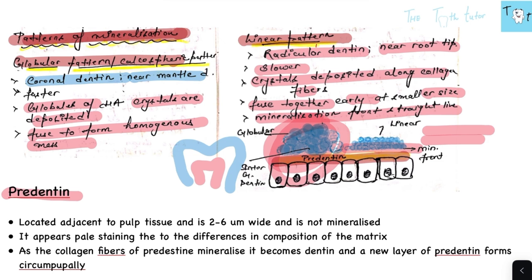So predentin, I think by now you already know, is located adjacent to the pulp tissue. This will be located anywhere that is the last part of the odontoblastic process.